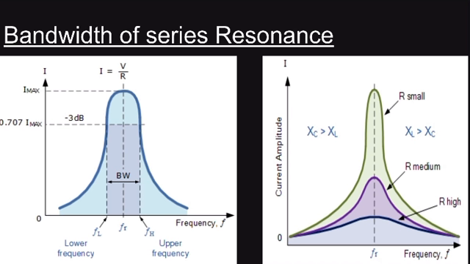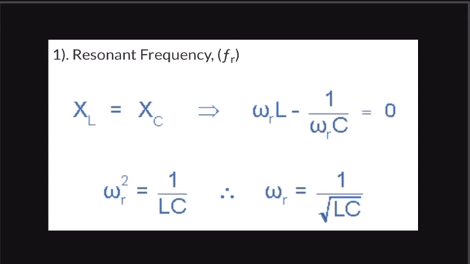So here the resonant frequency FR will be XL equal to XC, and that is equal to omega r L minus 1 by omega r C, where omega r square is equal to 1 by LC. Therefore, omega r is equal to 1 by root over LC. This is the resonant frequency FR.